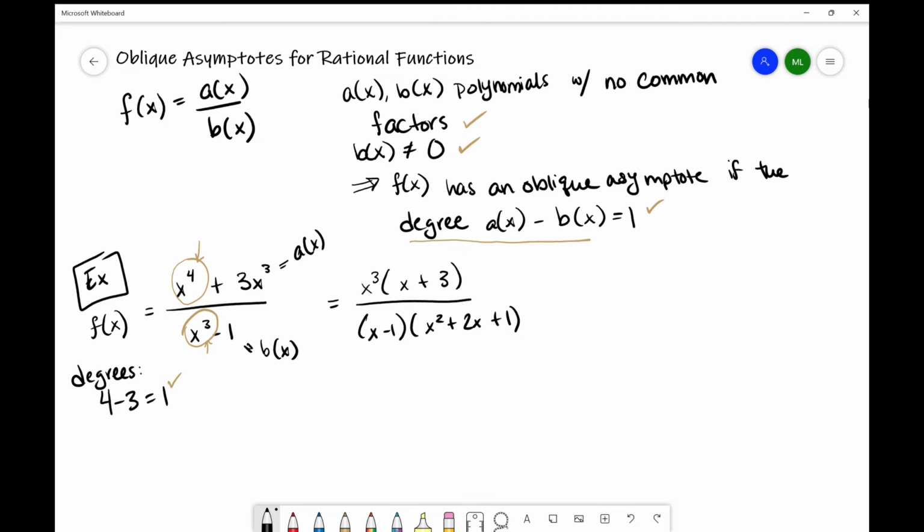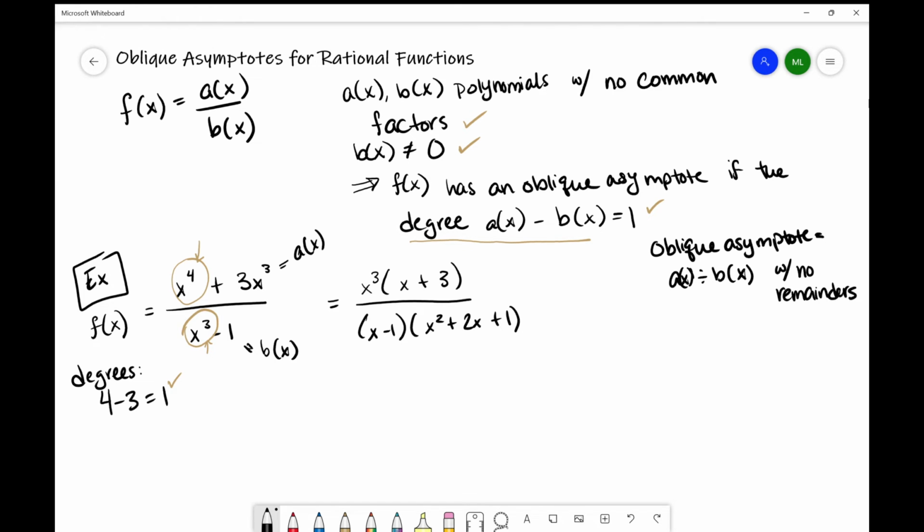So at the end of the day, we satisfy all the conditions. Our oblique asymptote is equal to a of x divided by b of x with no remainders. So we have to have no remainders as well. And so let me show you what this is.